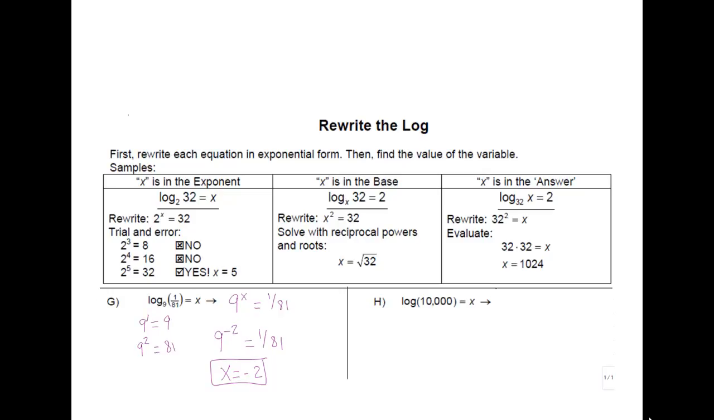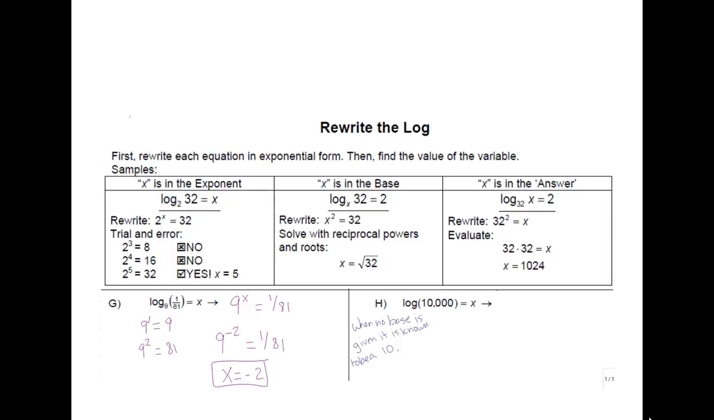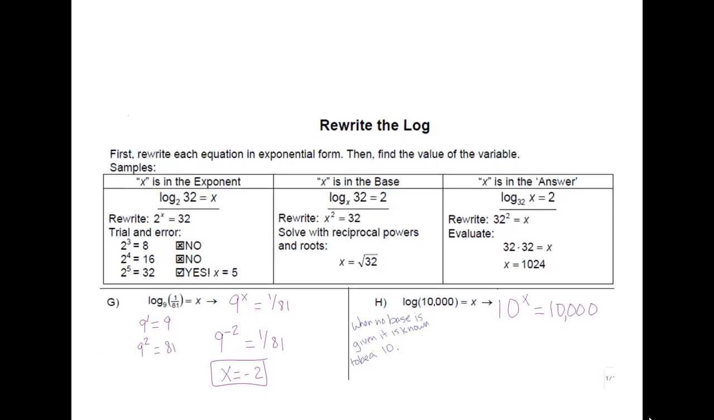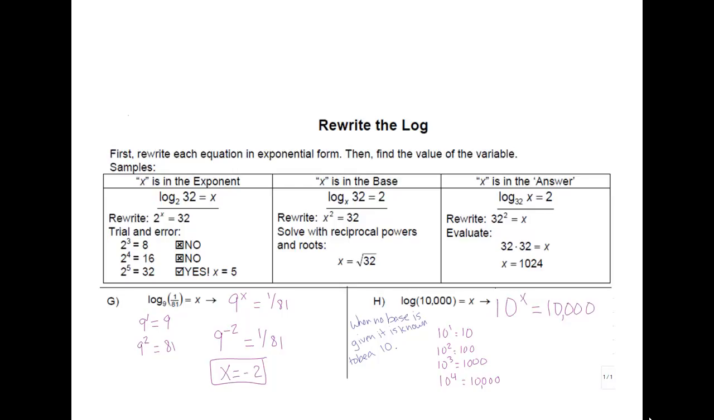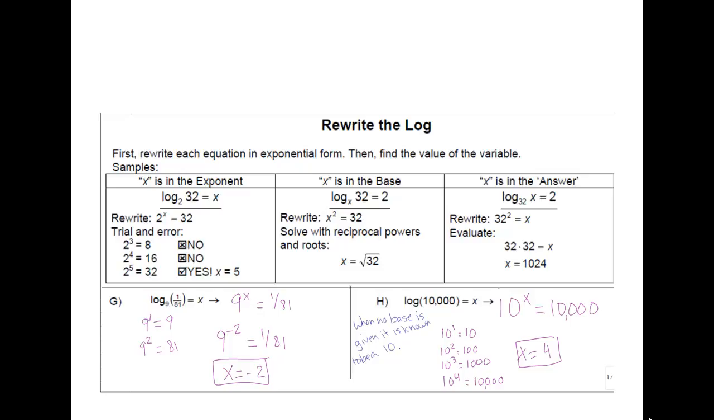Letter H. We will have to remember that when there's no base, it's understood to be a 10. So this becomes 10 to the x power equals 10,000. And if you remember from the notes, we already did a problem like this. 10 to the first power, 10, 10 to the second, 100, 10 to the third, 1,000, 10 to the fourth would give us that 10,000. So that would mean that x is equal to 4.